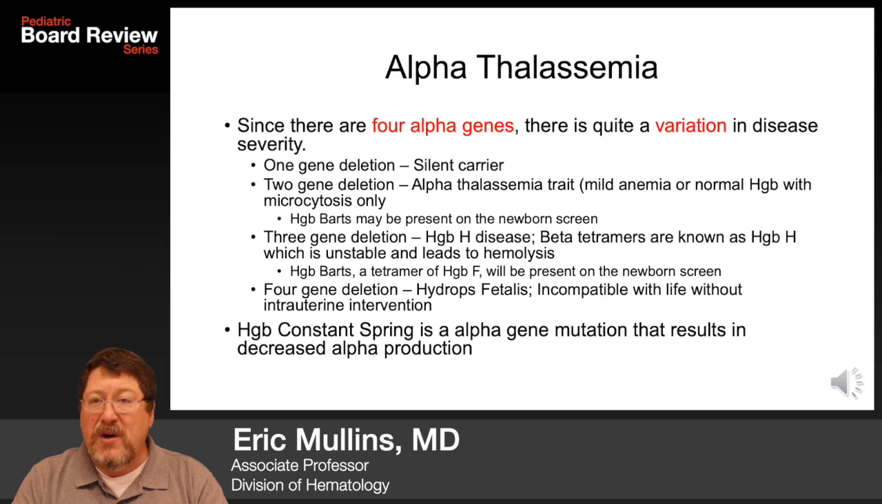And then a 4 gene deletion is hydrops fetalis. Essentially, that means zero alpha. It's incompatible with life, and it's lethal, potentially in utero or immediately after birth, without intervention by fetal surgery and intrauterine transfusion. You may run across hemoglobin Constant Spring. It's just an alpha gene mutation that results in decreased alpha production.